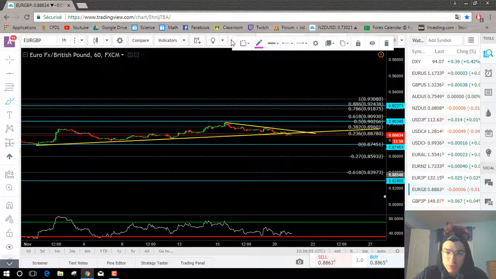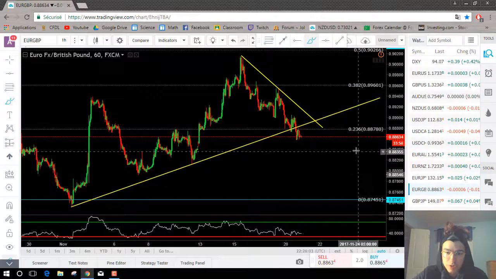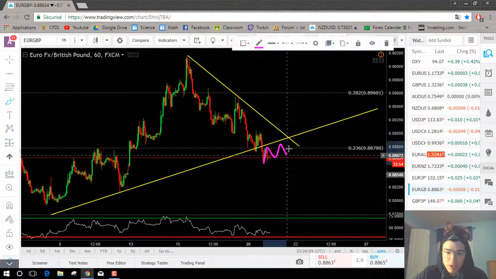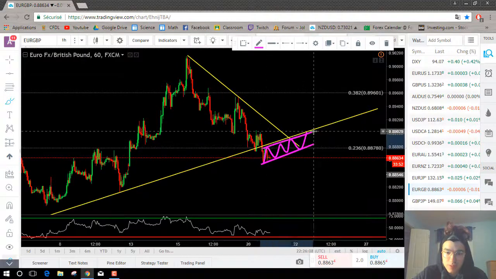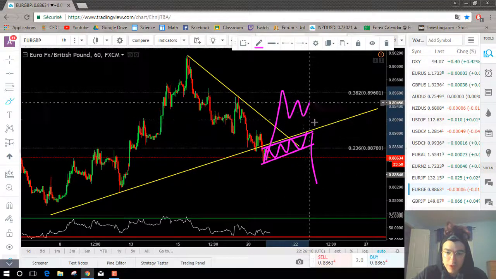Right now, as it is, we don't have any confirmation, either upside or downside. So if we get a bigger correction right here, it's downside, or if we get an impulse and a flag, it's upside.